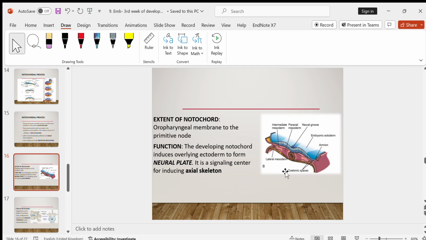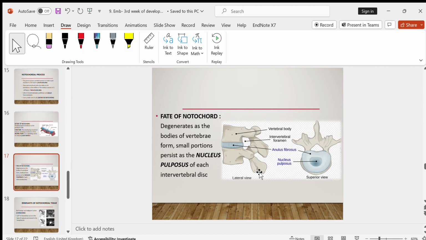The extent of the notochord is from the oropharyngeal membrane in the cephalic region to the primitive node. The function of the notochord is that it leads to the formation of the neural plate here, and it is a signaling center for the axial skeleton. The fate of the notochord is that it will degenerate, except for the structure that will form the nucleus pulposus.